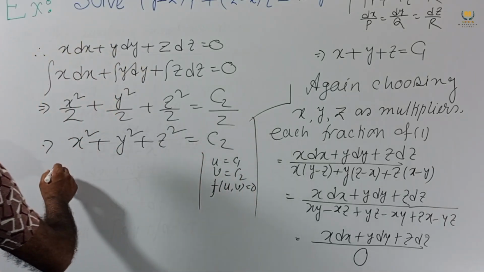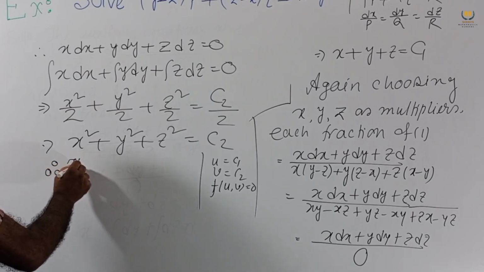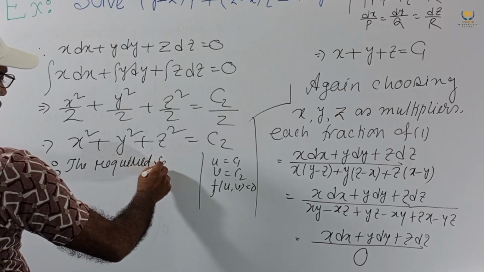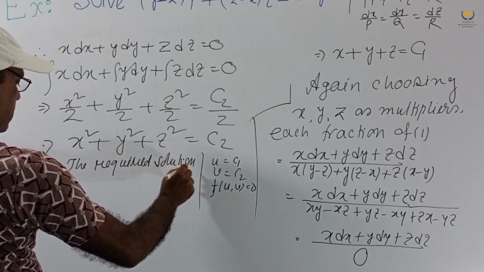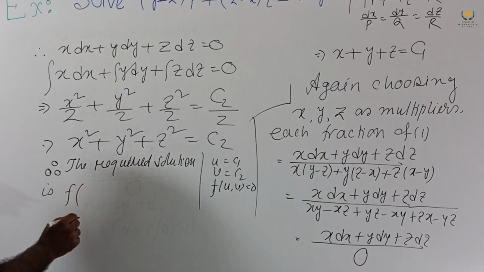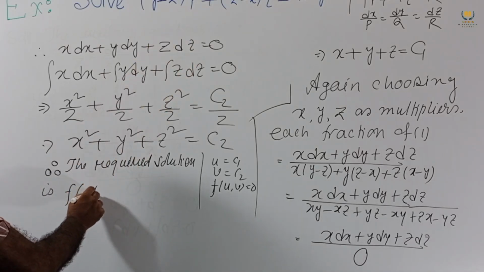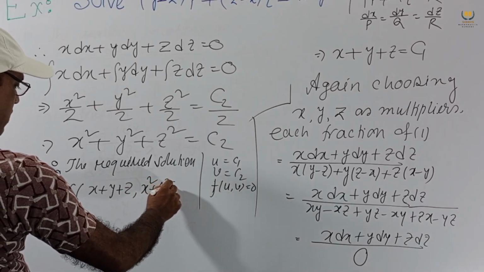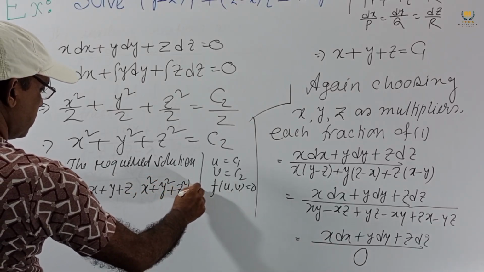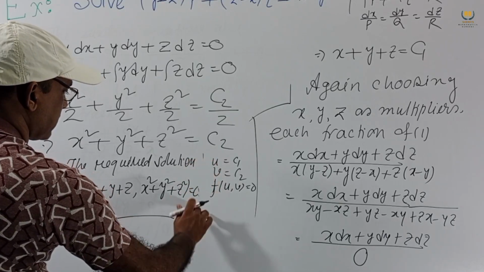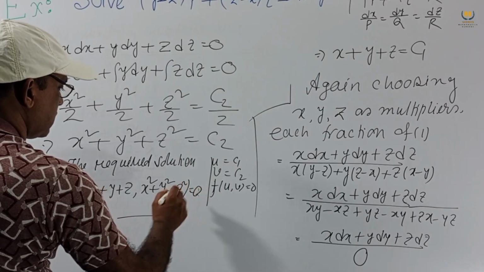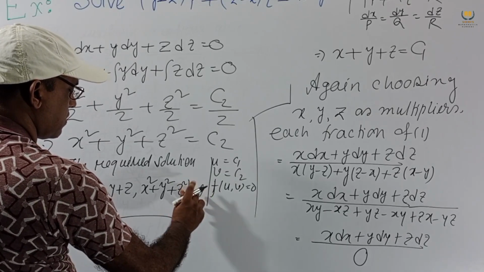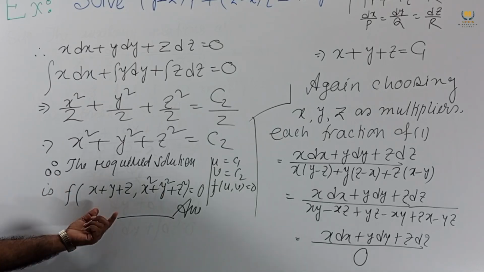Therefore the required solution is f(x + y + z, x² + y² + z²) = 0. This is our answer. Very easy and very interesting.